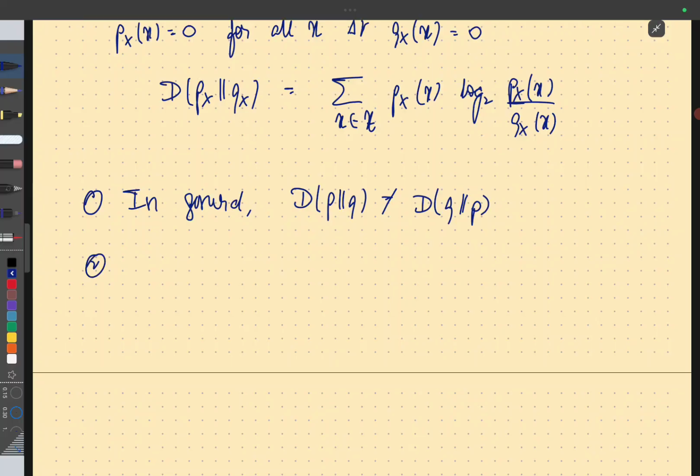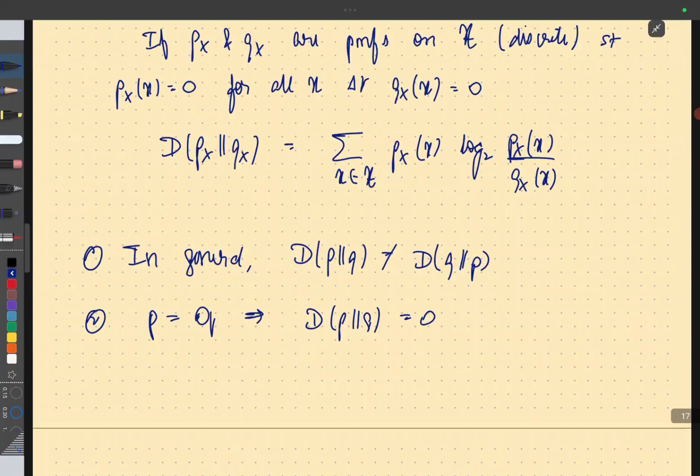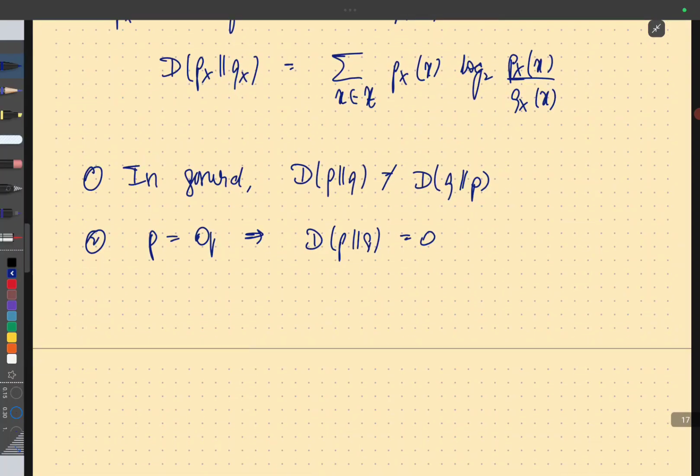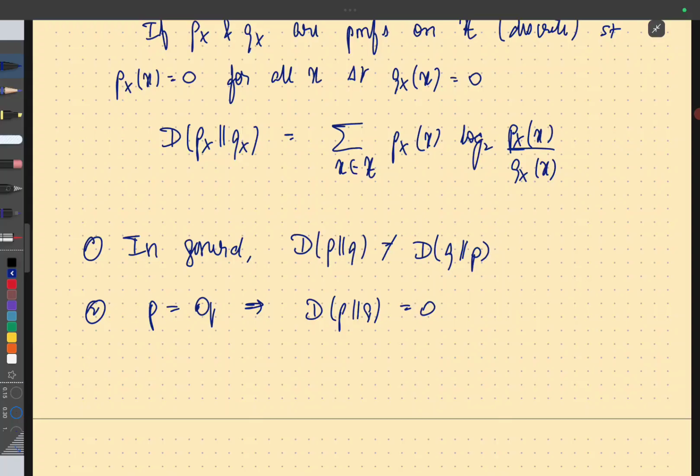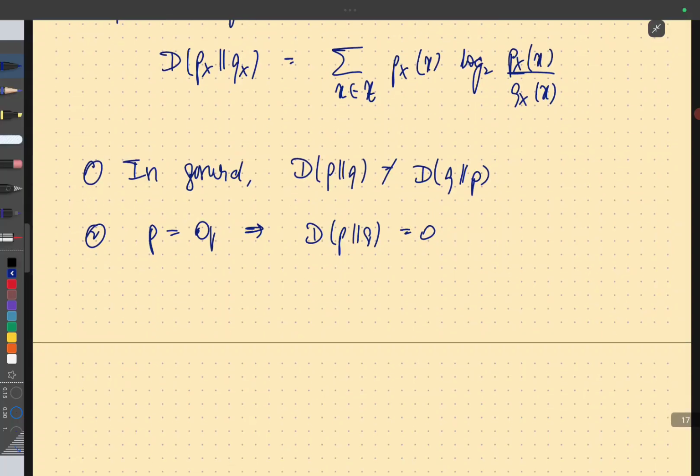What happens when P of x is equal to Q of x? It's equal to 0, right? P of x by Q of x will be equal to 1. So log of 1 is equal to 0. Okay, great. For all, when I say P equal to Q, I mean that P of x equals Q of x for all x.